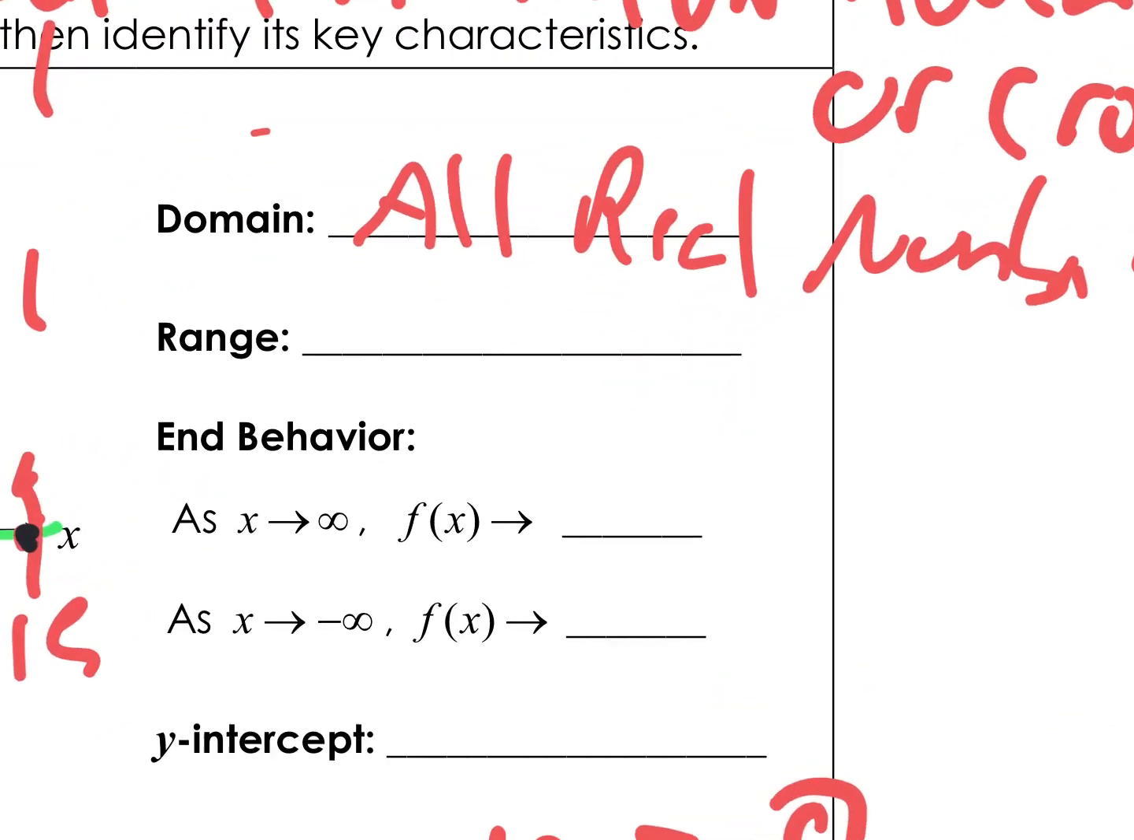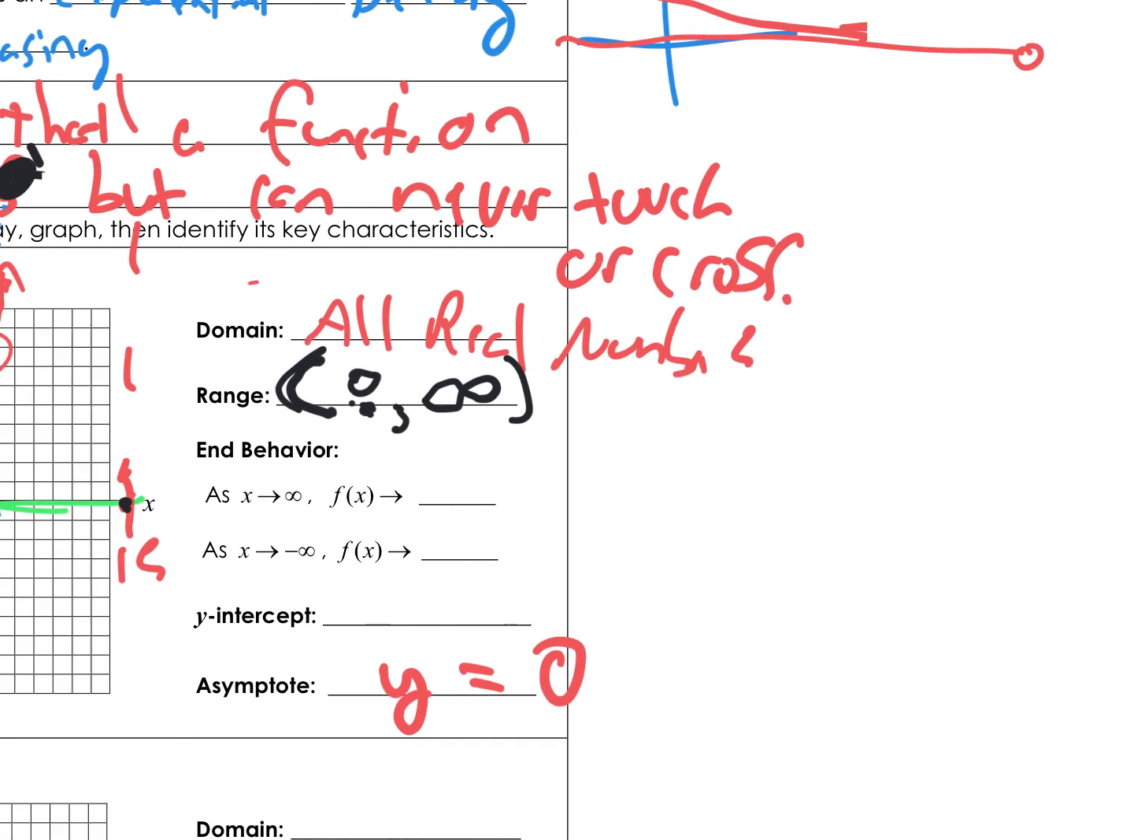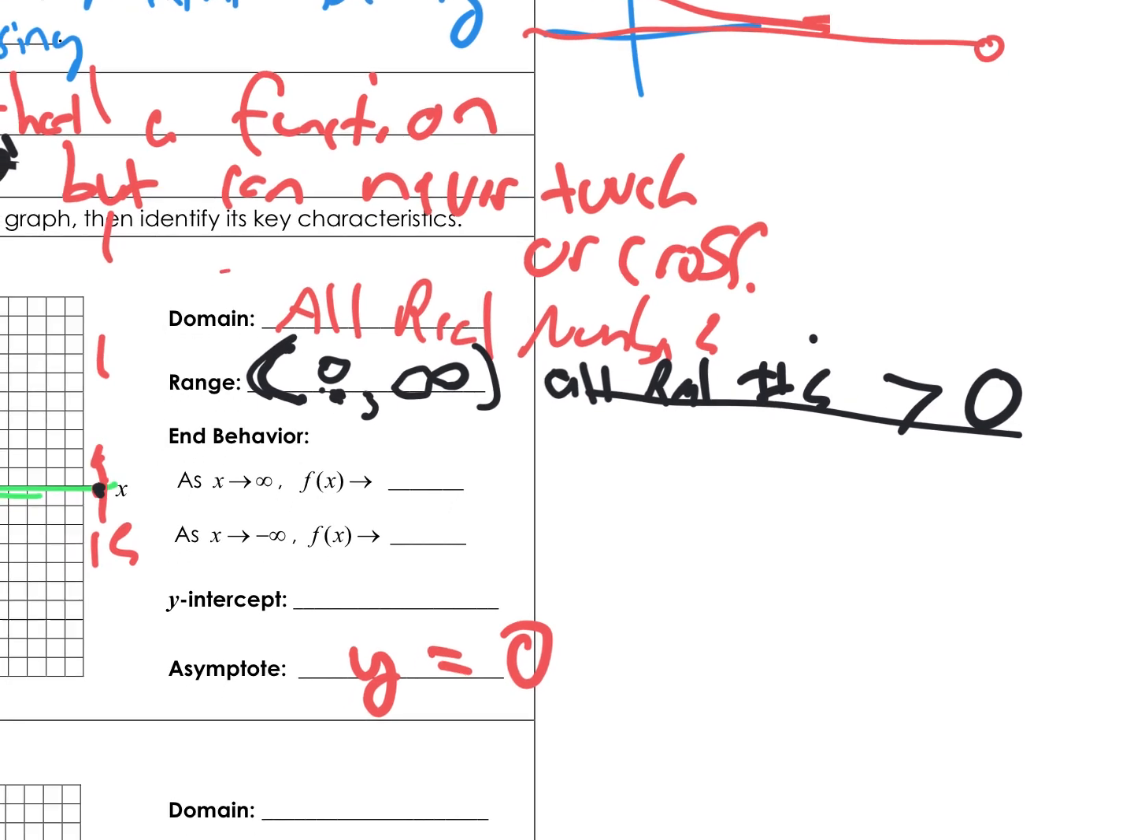Be careful here. I want to use a parenthesis and say 0 because parenthesis means it cannot include the 0, comma. I can go as high as I want. My friend is called infinity. Infinity. It's a sideways 8. That means in English, all real numbers greater than 0. That's what it means. All real numbers greater than 0.